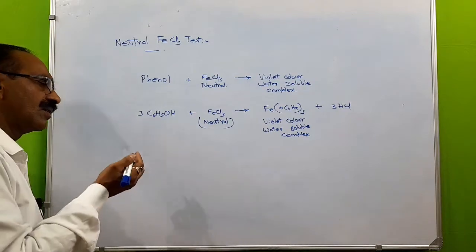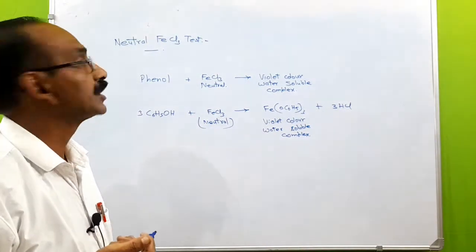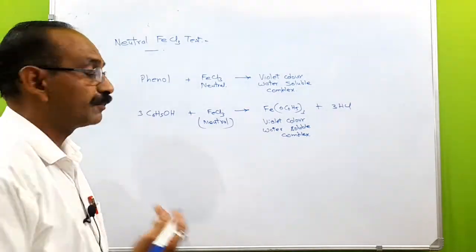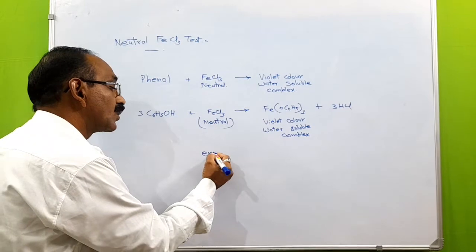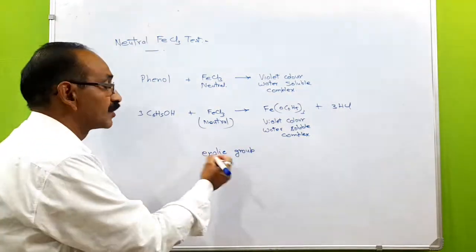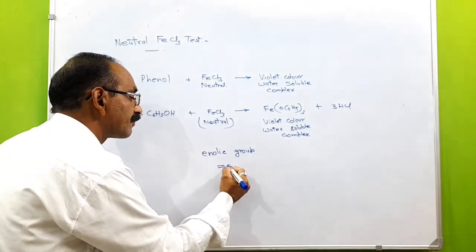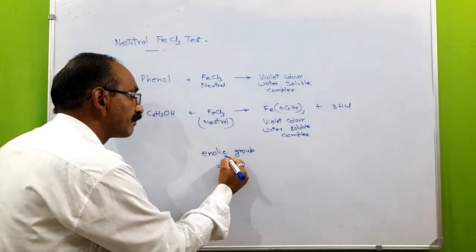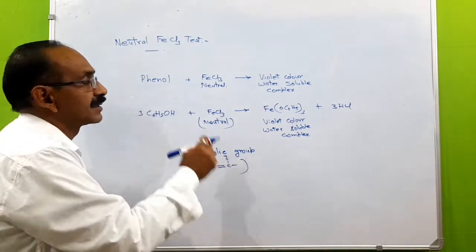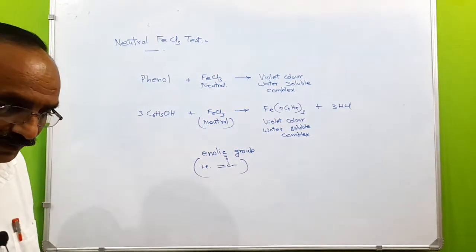Generally, some other compounds also give this positive neutral FeCl3 test. Those compounds which have an enolic group. So compounds which have an enolic group means it is this. They give a positive neutral FeCl3 test.